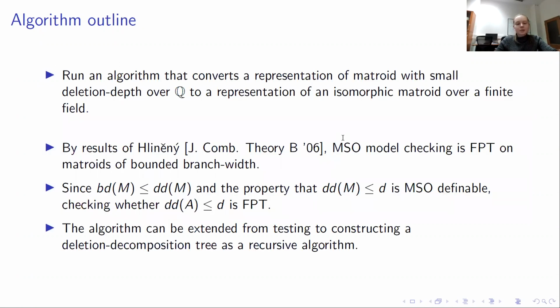So again, at the beginning, there's this step in which, for a representation of the matroid over rationals, we compute a representation over a finite field. So again, it will hold that these two matroids will be isomorphic if the deletion depth of the matrix is small. And then on this, we compute a decomposition, and this is based on MSO model checking. So from the results of Hliněný, it follows that we can solve MSO model checking efficiently on matroids of bounded branch-width, that is, in FPT.